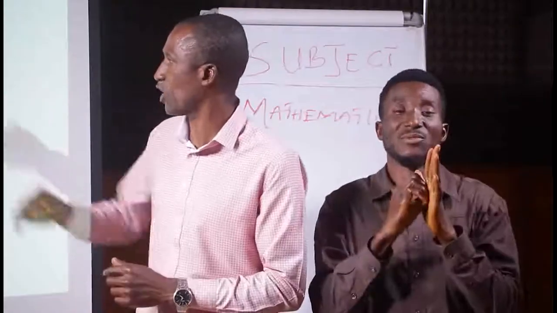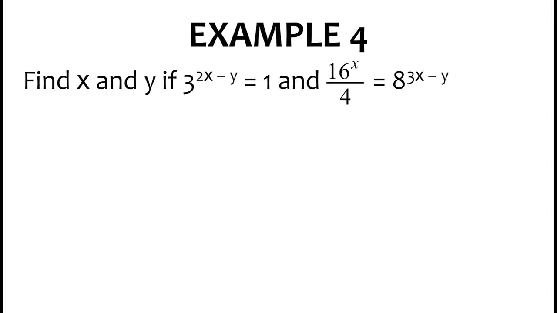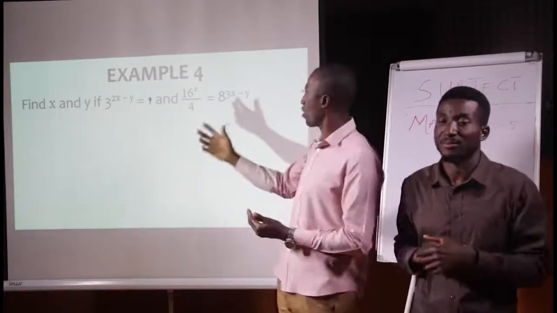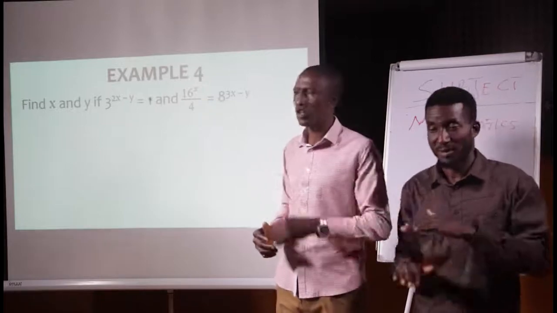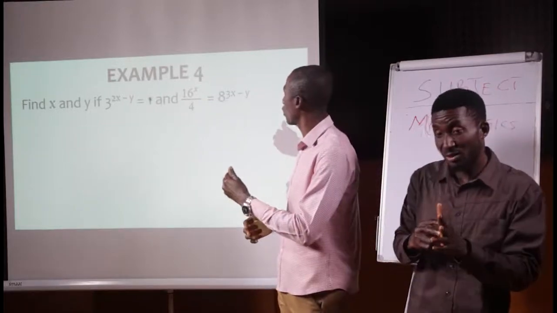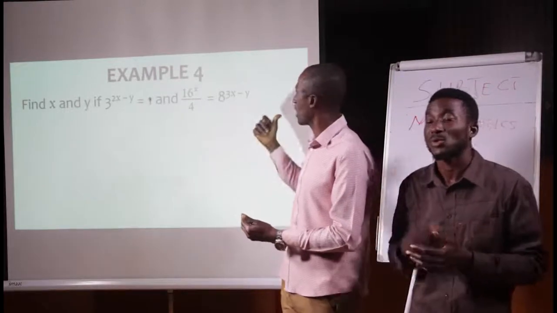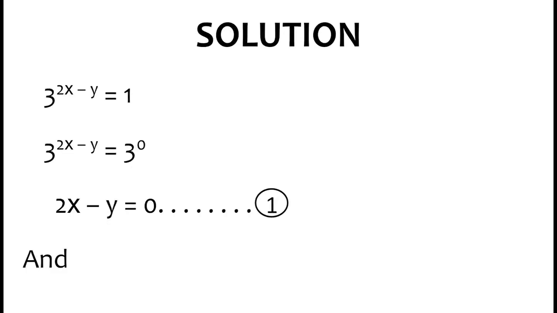For instance, the first equation says 3 to the power of 2x minus y equals 1. On the left-hand side, there is a base 3, and on the right-hand side, there is no base. So you must find a means of introducing the base on the right-hand side. Now, 1 on the right-hand side can be written as 3 to the power of 0, because 3 is the base on the left. 1 can be written as 3 to the power of 0.